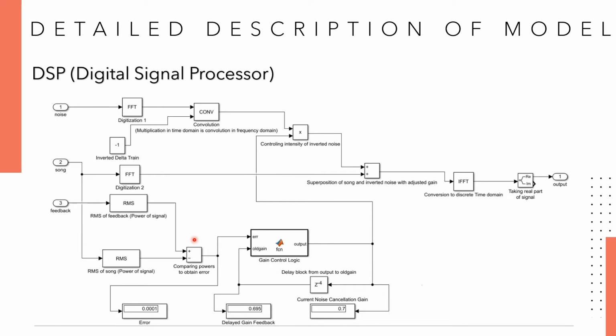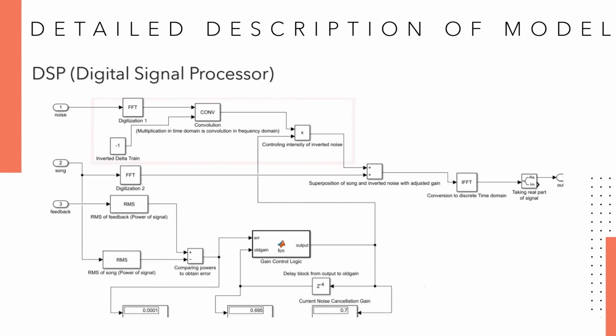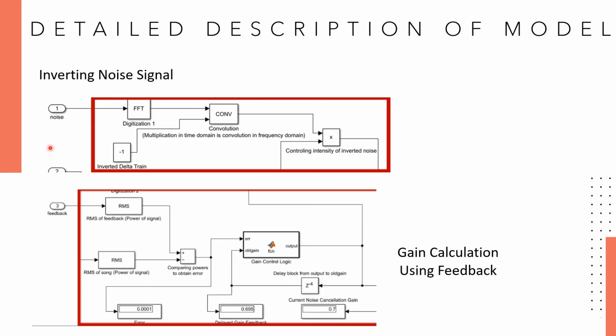Now let's dive deeply into the DSP, that is digital signal processor. So this is the entire digital signal processor system. Let's first begin with the first section. This section deals with digitization of the noise signal and inverting it. We use the property of signals that the multiplication of signals in the time domain is nothing but convolution of the same signals in the frequency domain. We use that property here to generate the inversion of the signal.